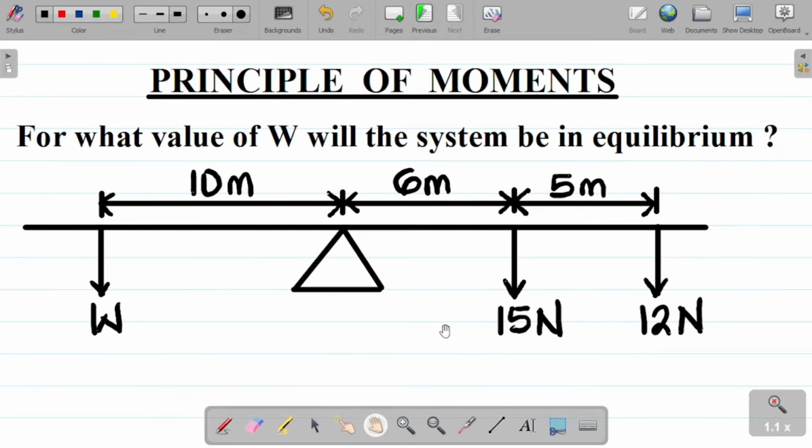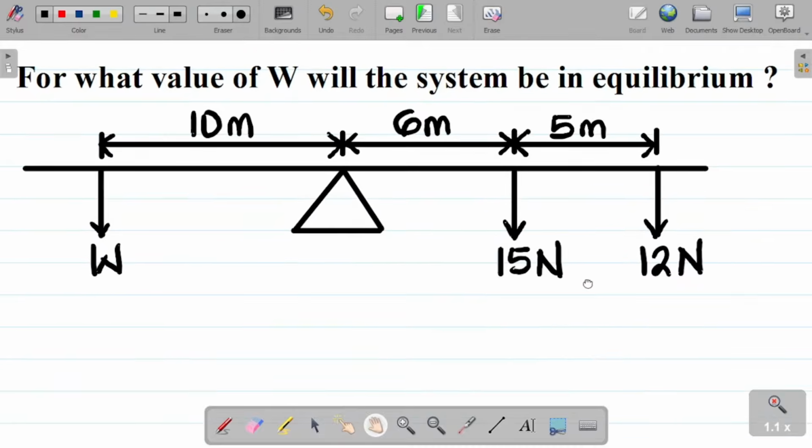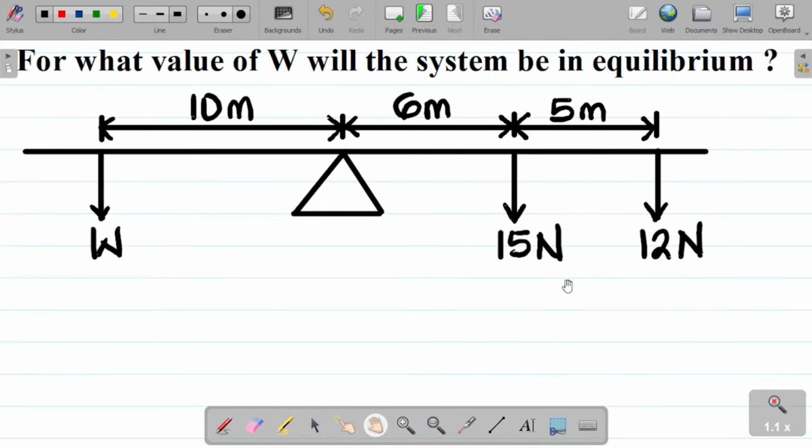Now, back to this question here. The question says, for what value of W will the system be in equilibrium? For the system to be in equilibrium, we would use the principle of moments. Why are we using the principle of moments? Because these forces are at right angles to the distance. This is at right angle, that's for W. This is at right angle, that's for 15 Newton. This is at right angle, that's for 12 Newton. So they are all perpendicular to the distance, or at an angle of 90 degrees with the distance. Hence we can use the concept of moments, or the principle of moments, to solve this question.